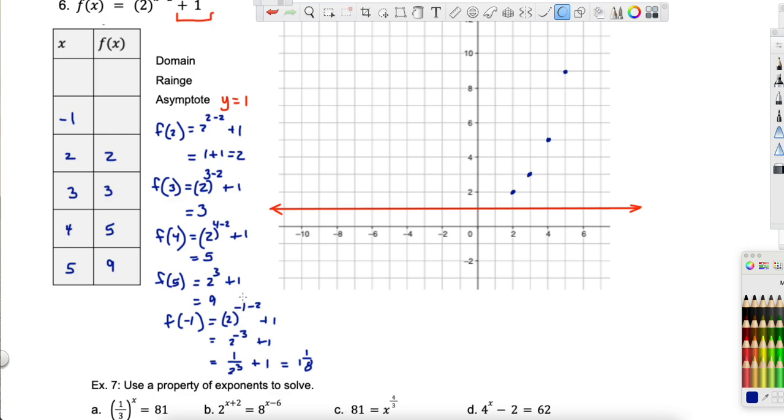Let's make sure I'm doing my math right there. Yeah, 1 and 1/8. So I'm at, where are we here? Negative 1. Oh, okay. Negative 1, 1 and 1/8. I'm like over here. So I did negative 1. I meant to do positive 1. So let's do a positive one here. So that's 1 1/8. Now that's my bad, but that's okay. Let's do 1 in here.